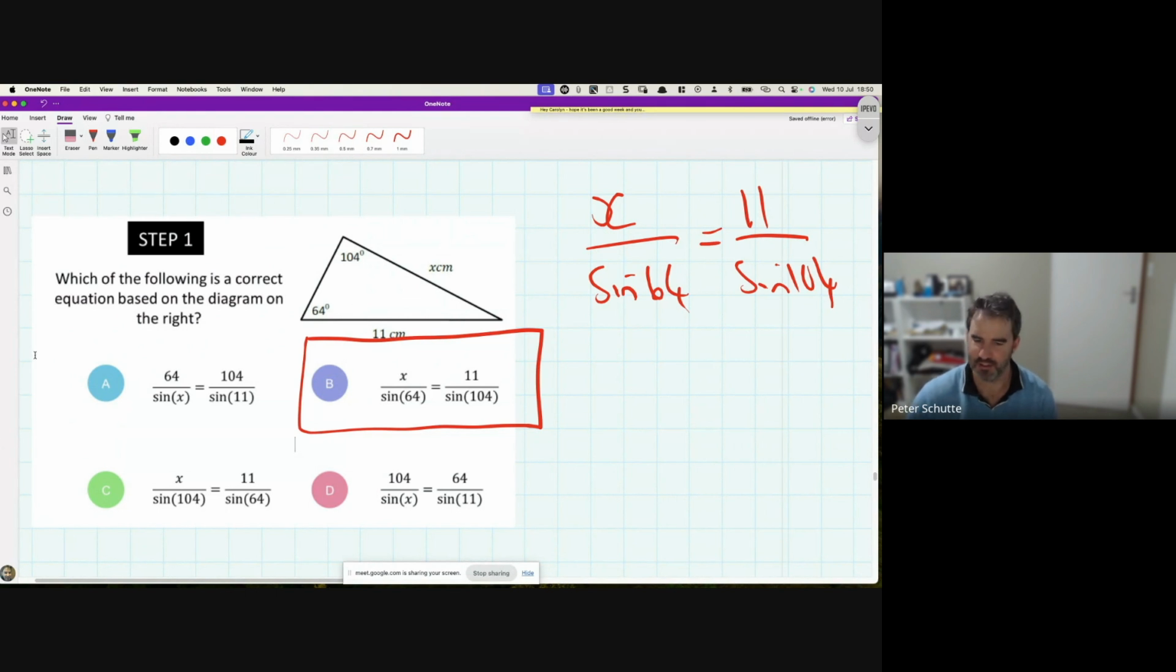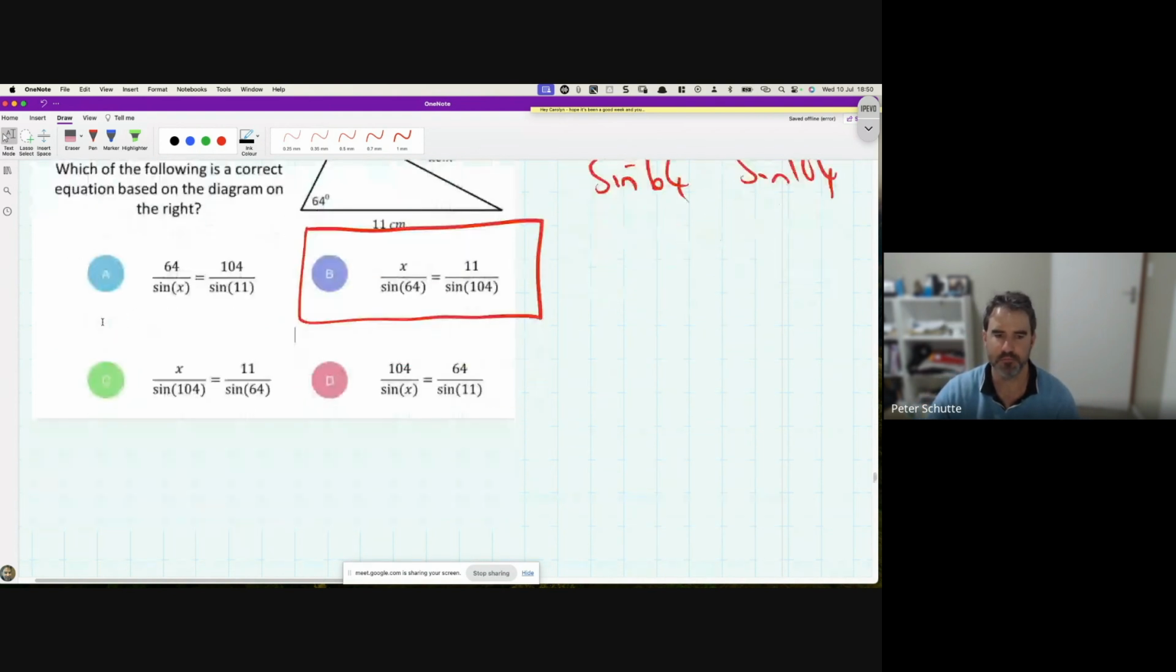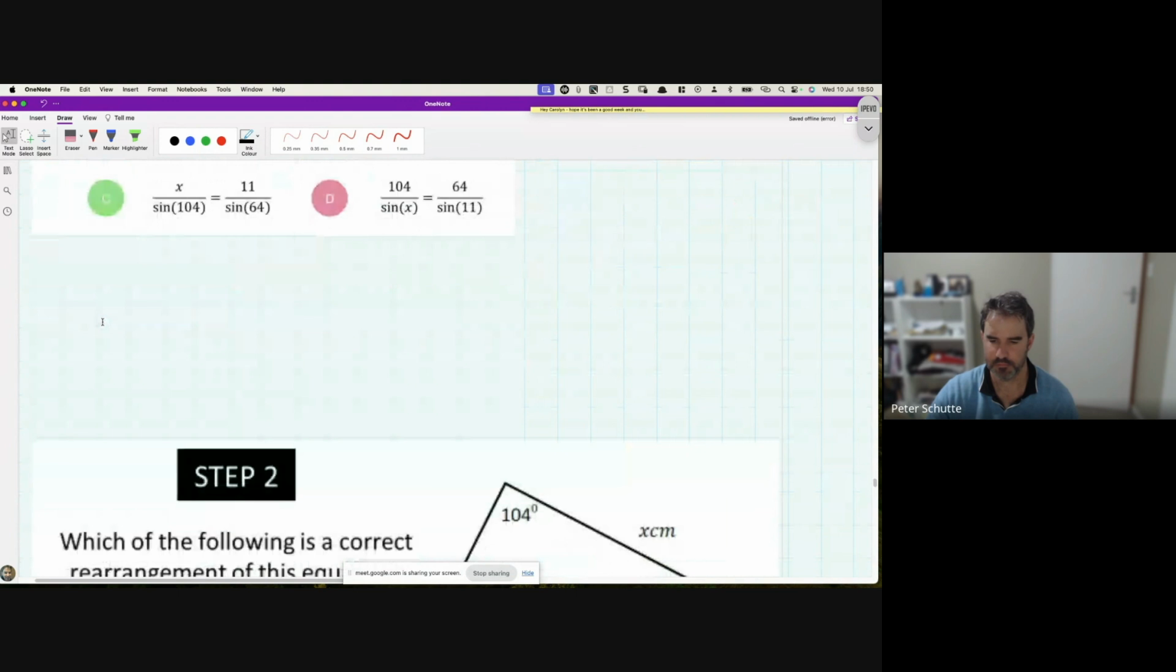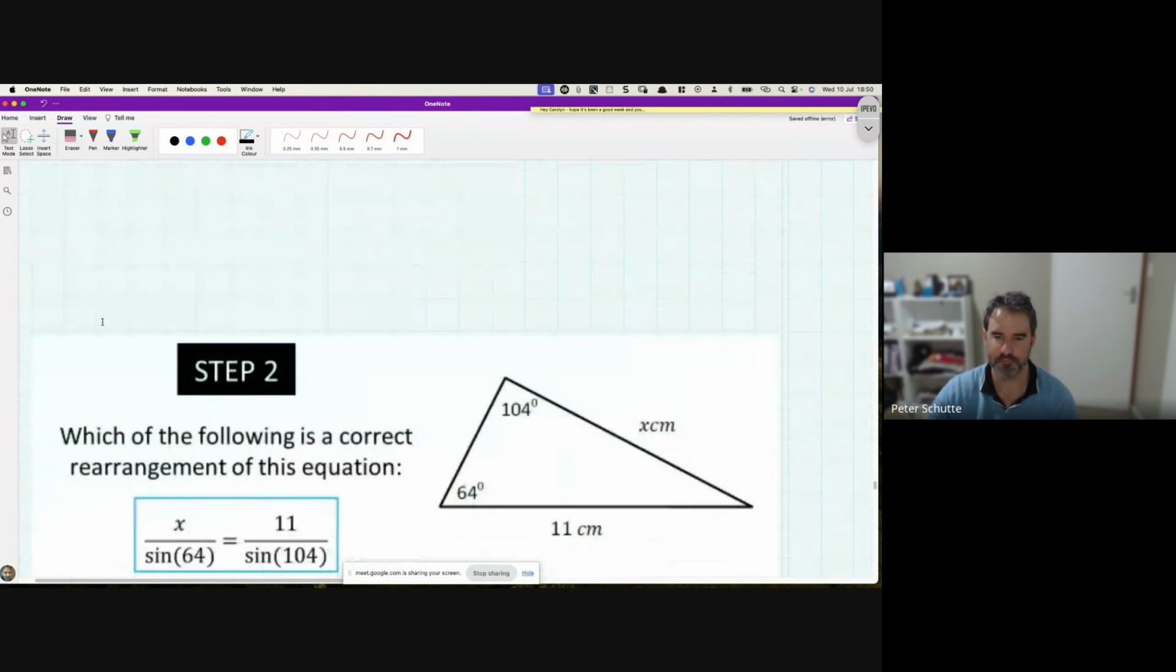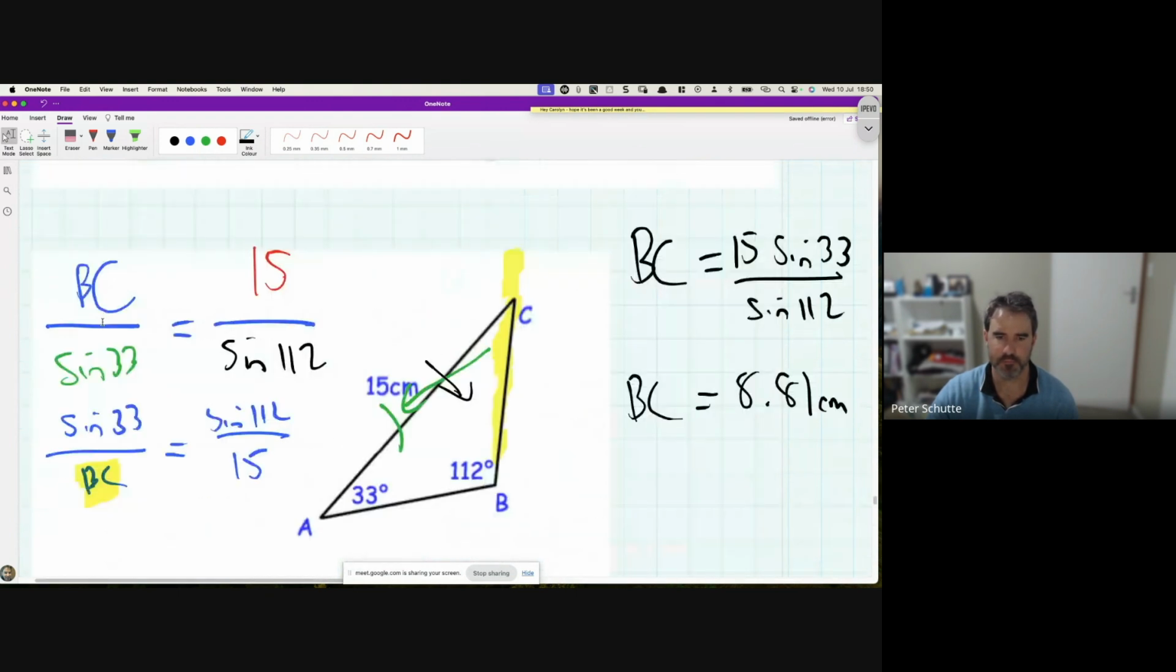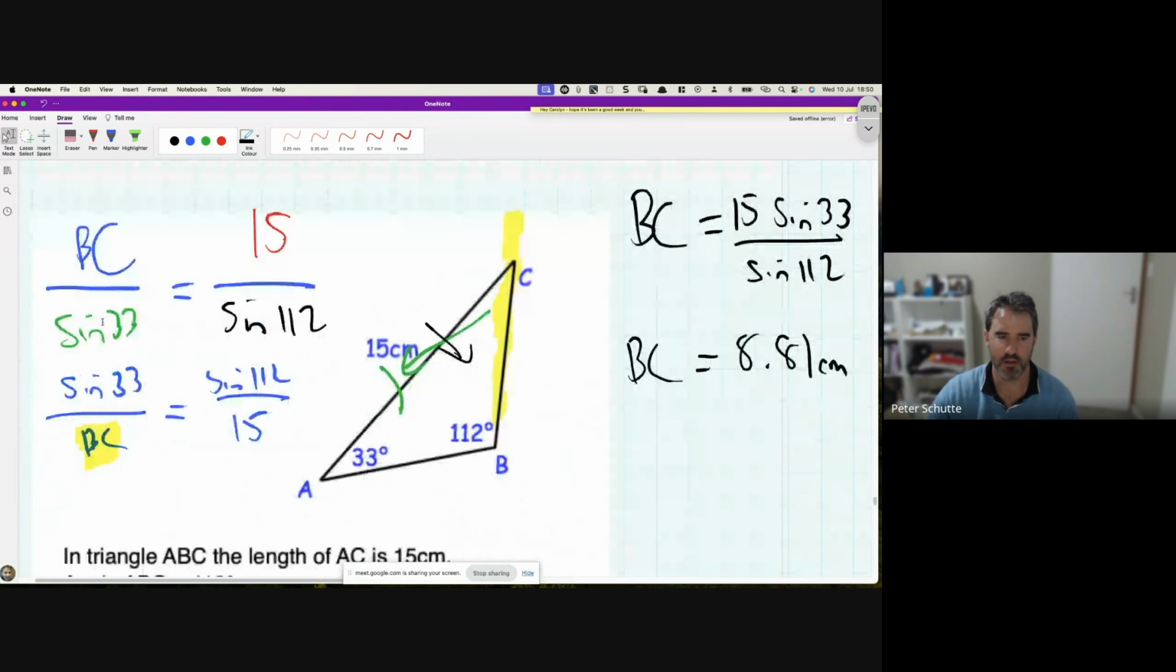I feel like you guys are getting this. Almost, give me a score out of 10 for how you're feeling about finding sides using the sine rule. Give me a score out of 10. I've done that already.